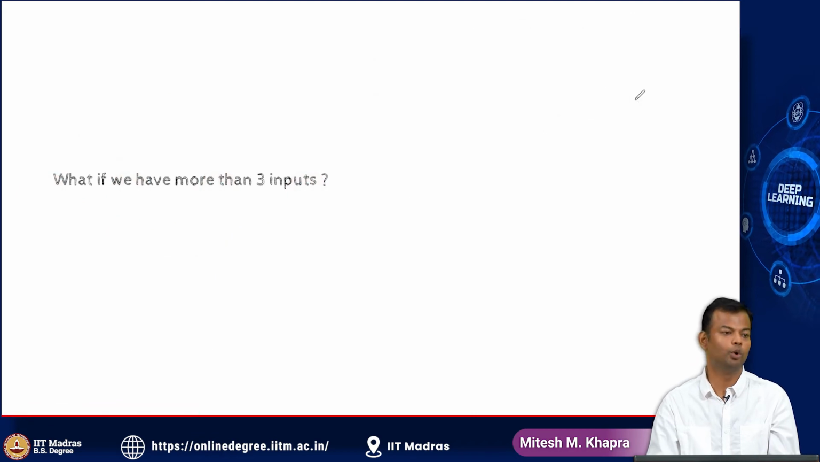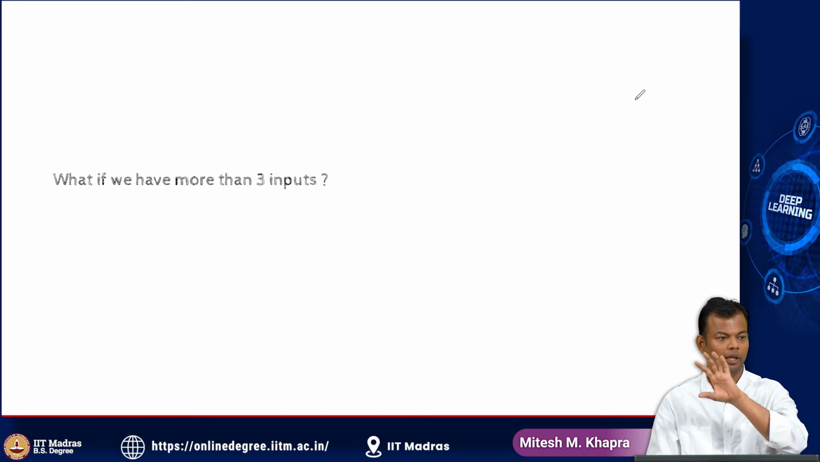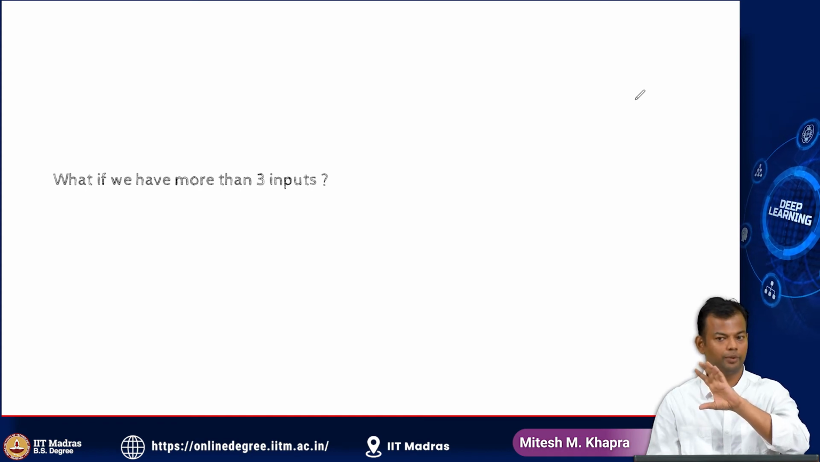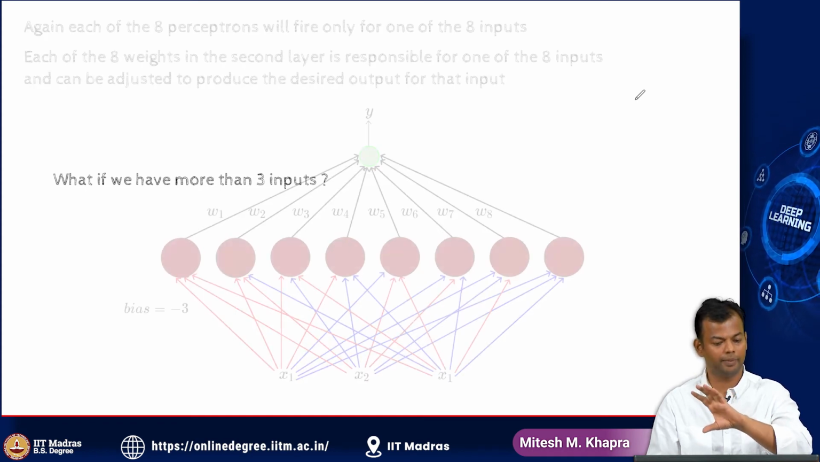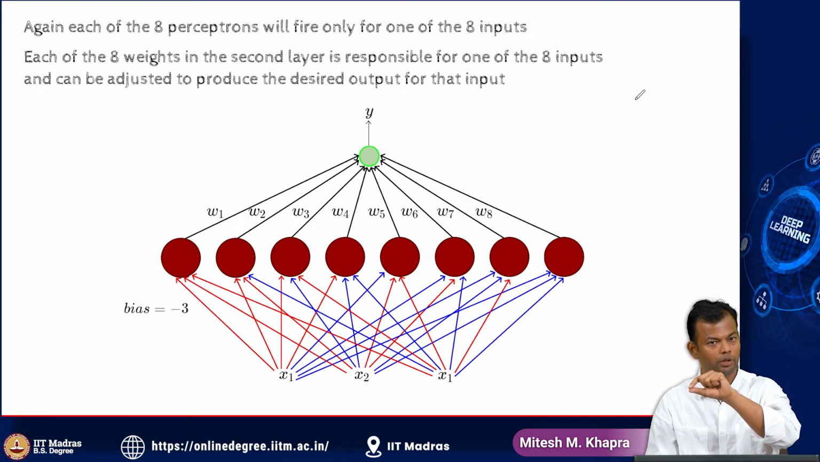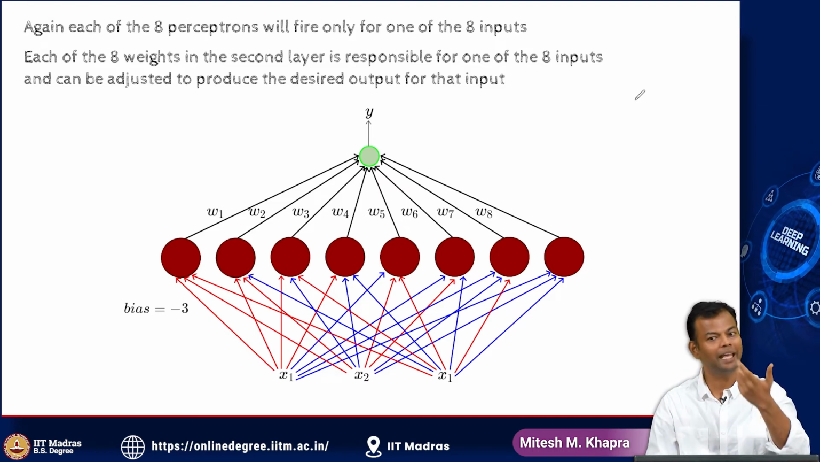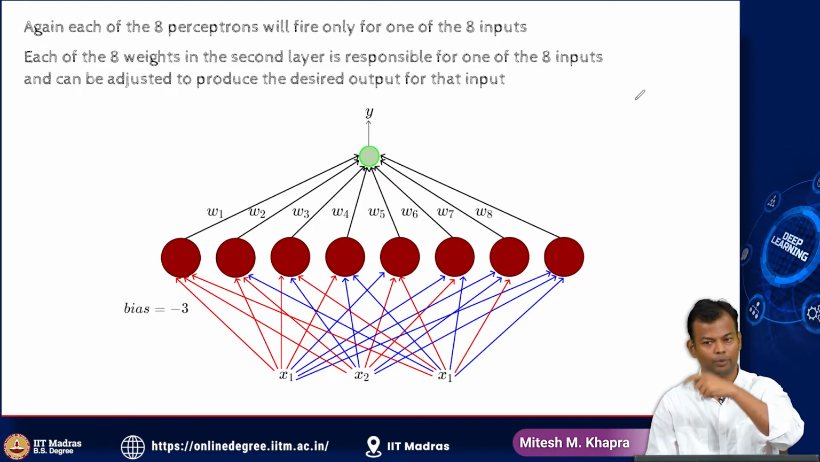Now what if we have more than 3 inputs? Can you think of the same template now and adapt it for the case of more than 3 inputs? The same idea will repeat. You will have x1, x2, x3. Now instead of 4 perceptrons in the middle layer, you will have 8. Why? Because there are 8 possible inputs now, 0, 0, 0 up to 1, 1, 1.